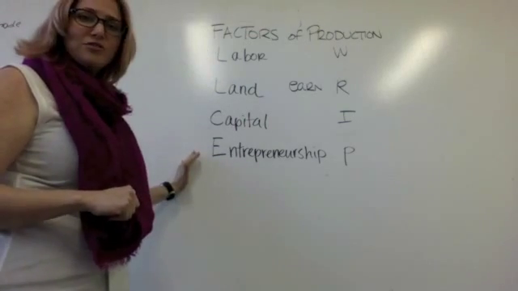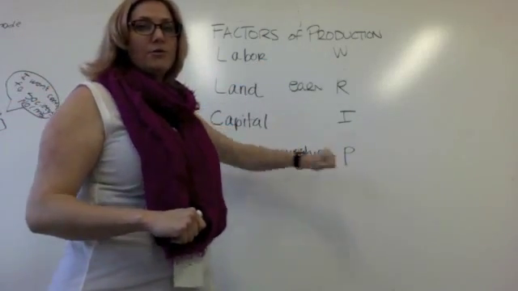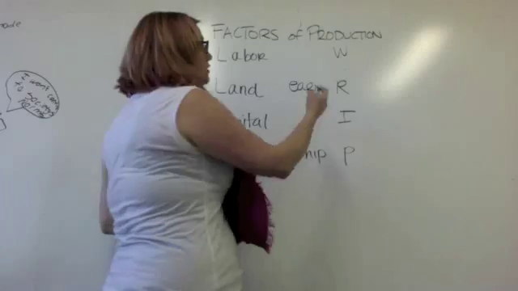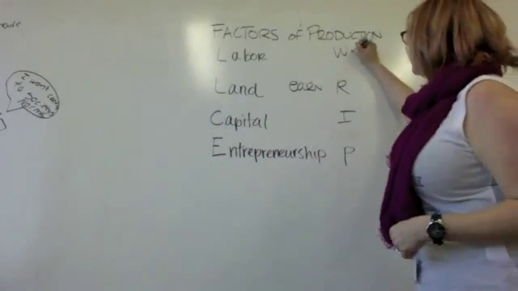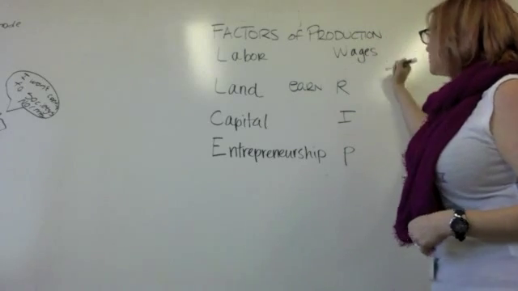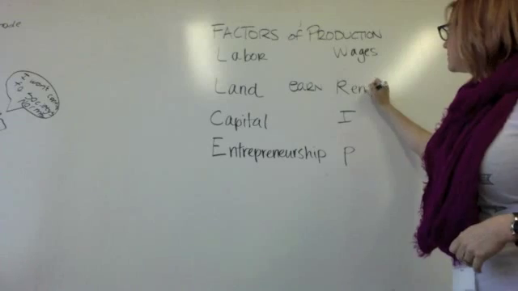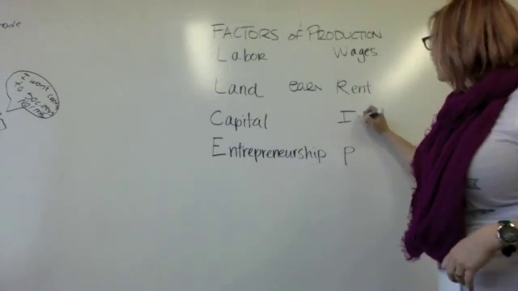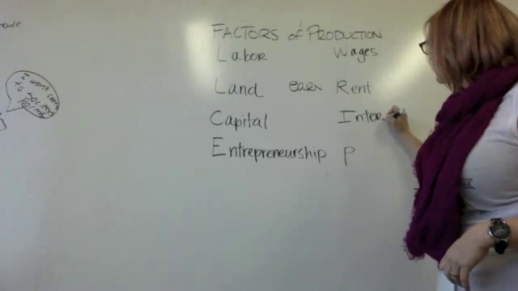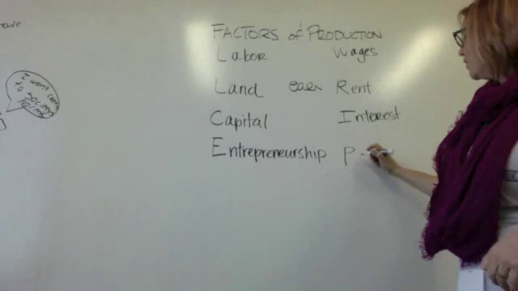Now, each of these factors of production earn an income. Here are your incomes right here. That's RIP. So labor earns wages. Land earns rent. Capital earns interest. And entrepreneurs earn profit.